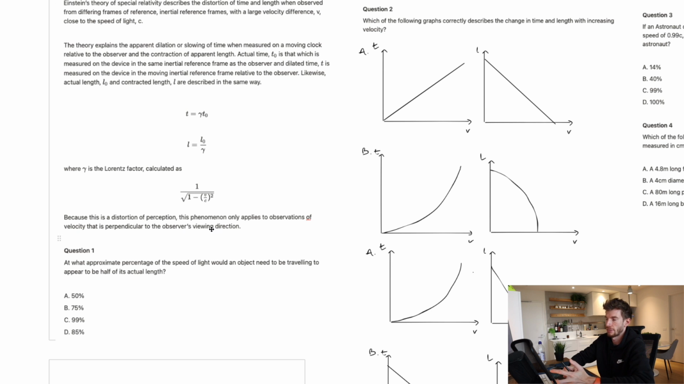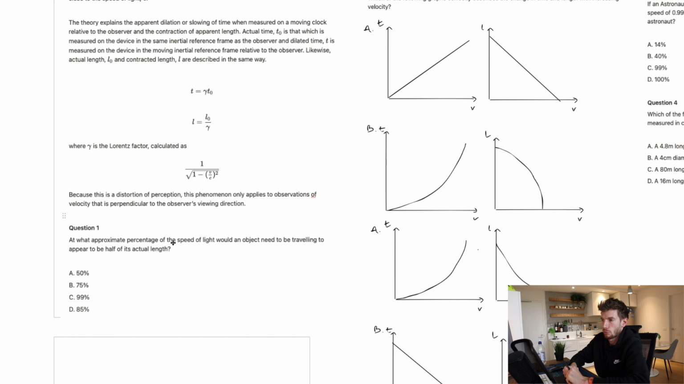So what that really means is that if something is moving towards you or away from you, you won't notice any relativistic effects. If it's moving past you perpendicular to your line of sight, then you will see relativistic effects. At what approximate percentage of the speed of light would an object need to be traveling to appear to be half of its actual length?